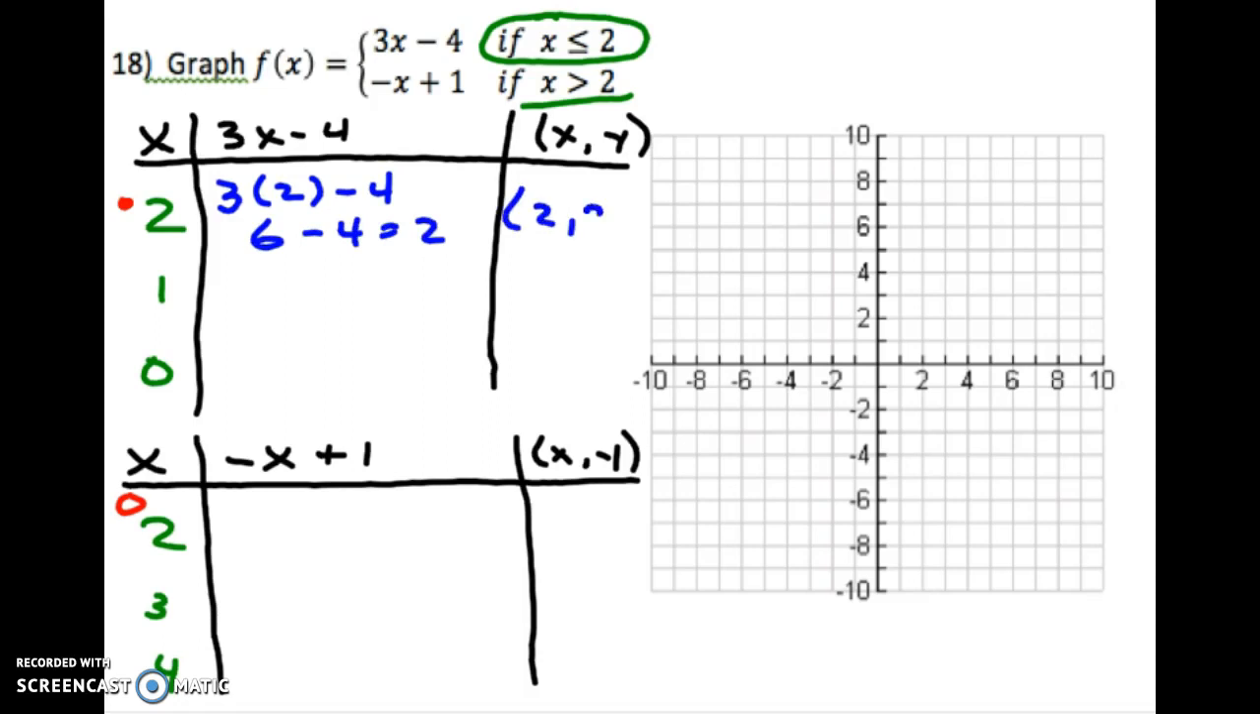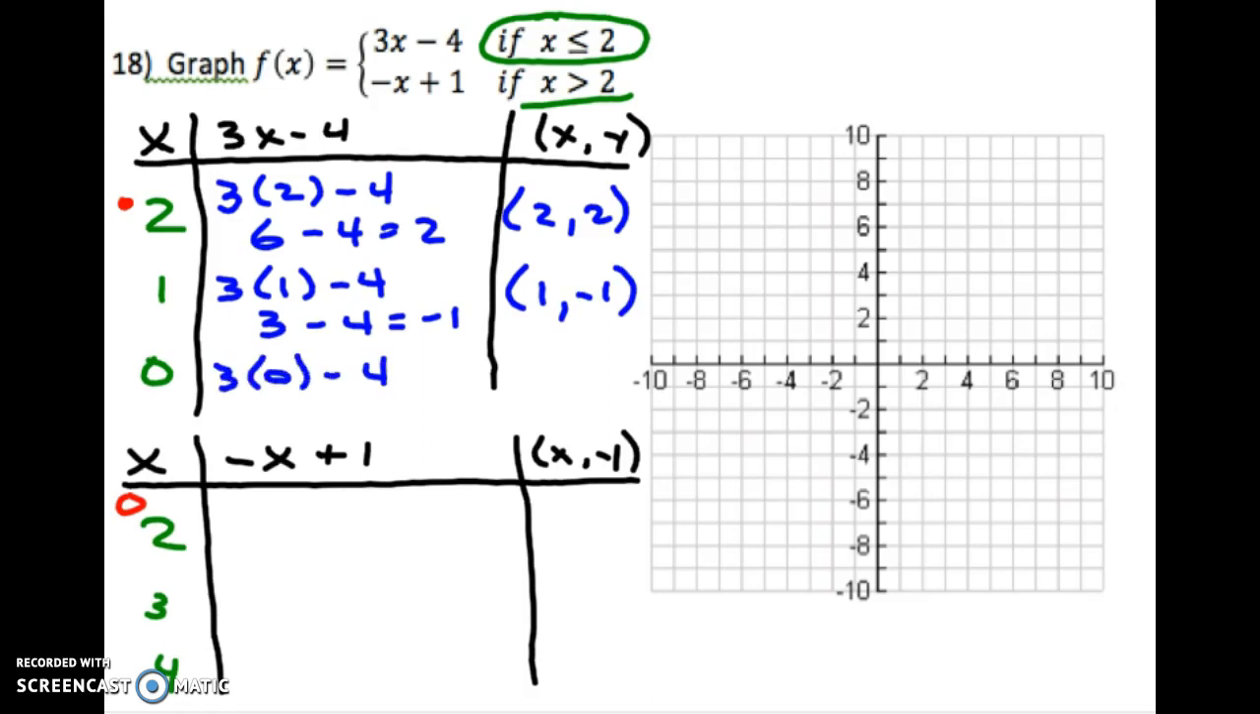So we should be getting a point at 2, 2, hopefully. Put the 1 in for the x. 3 times 1 is 3, subtract the 4, should be getting negative 1, so we'll plot a point at 1 and negative 1. And 0. Plugging that in, anything times 0 is 0.